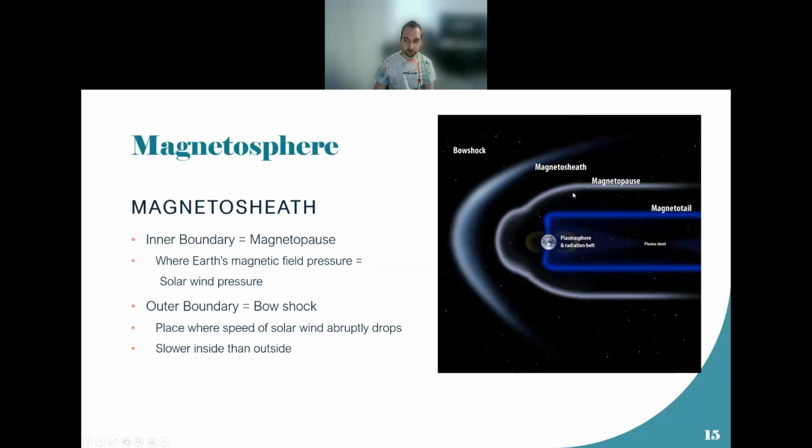Outside of the magnetopause is a region called the magnetosheath. And the outer boundary of the magnetosheath is called the bow shock. Bow like the bow of a boat. And the solar wind coming from the sun, when it crosses the bow shock, it gets much slower. This is the place where the speed of the solar wind abruptly drops. It's slower inside the magnetosheath than outside in the interplanetary space.